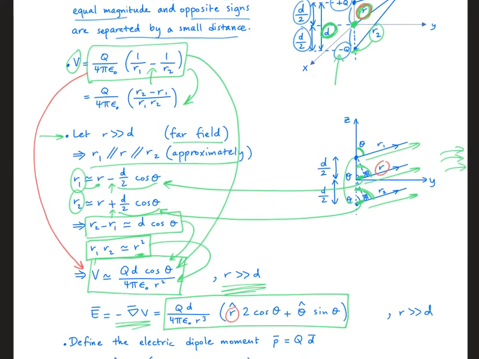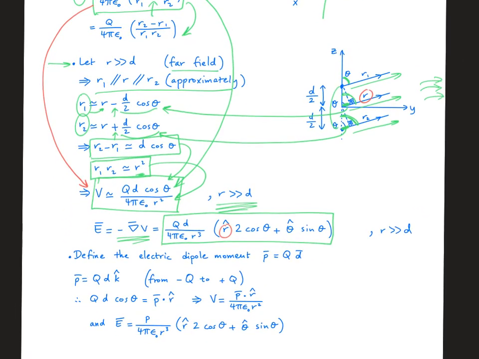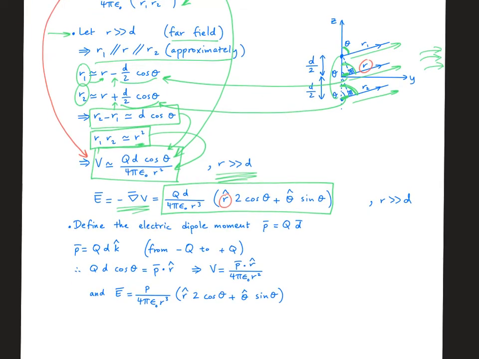Okay, so we move on and say that we want to define something called the electric dipole moment as P vector equals Q times the D vector. The D vector being the distance. So what is this distance again? It's from the negative Q charge to the positive Q charge.